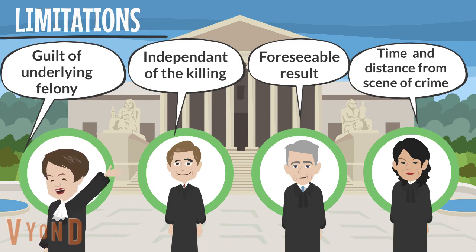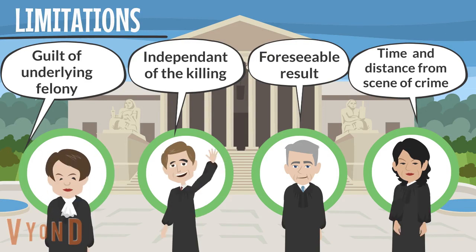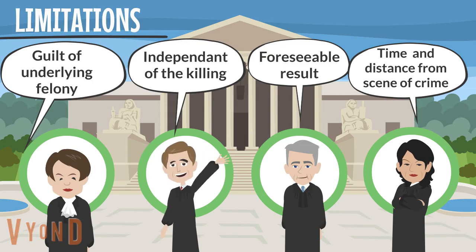It should be noted that there are a few limitations that exist with the use of the felony murder rule. First, the defendant must be guilty of the underlying felony. If they have a valid defense to the felony, they cannot be charged with a murder. Second, the felony must be independent of the killing. If the killing is a direct result of a crime such as an assault or battery, then it will not suffice, since a battery is not distinct from the killing. Third, the death must have been a foreseeable result of the felony. And finally, the death must have occurred before the defendant's flight from the scene and has reached a place of temporary safety.